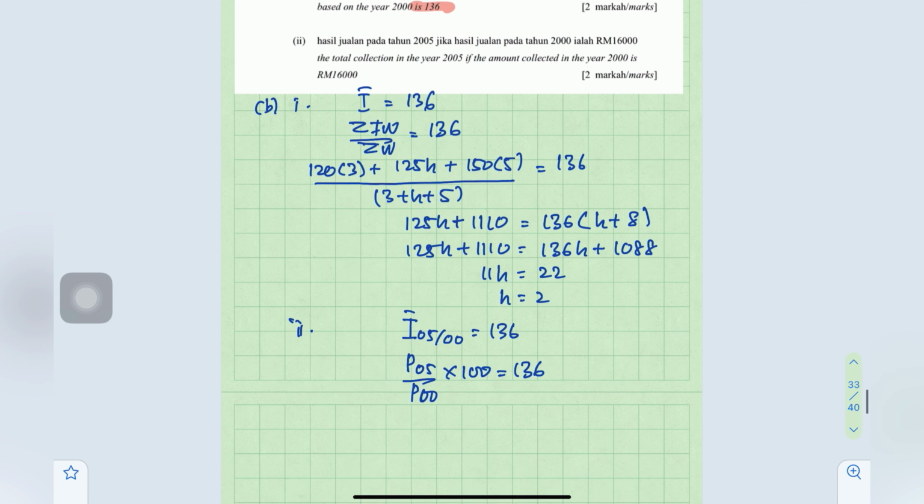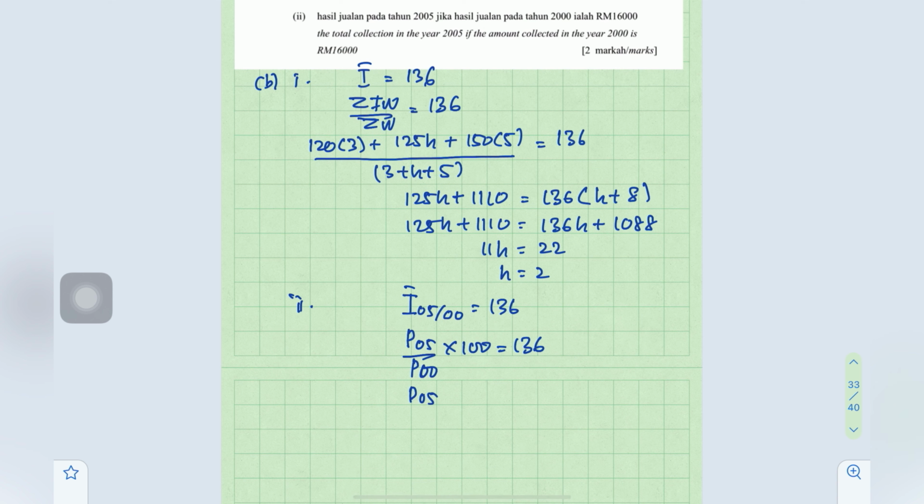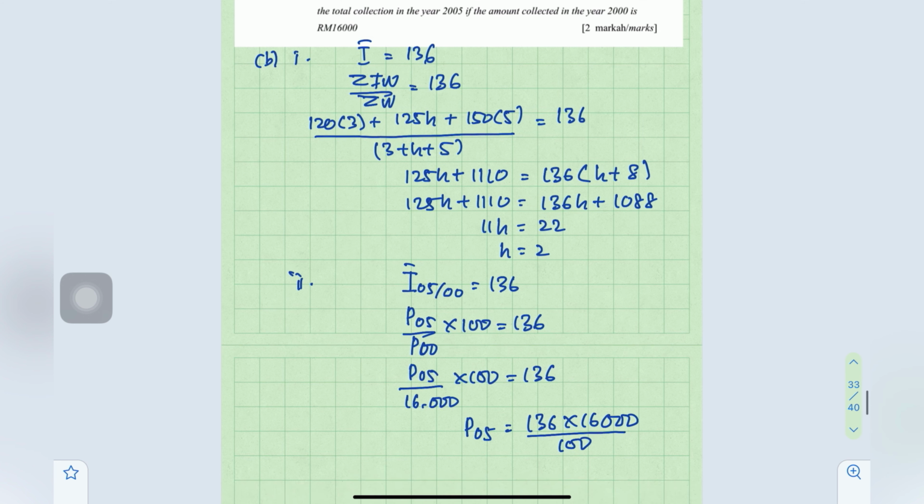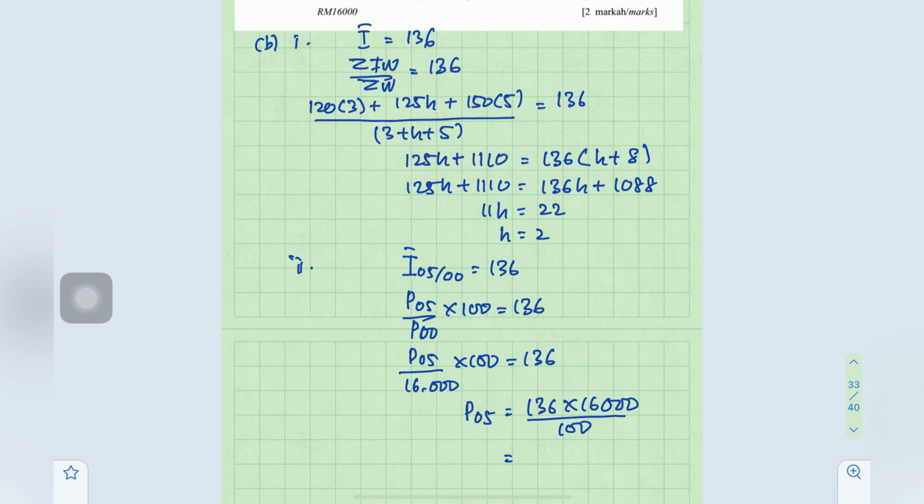Okay, so sekarang price 2005 tak tahu. Price 2000, collection 2000 is 16,000. So darab dengan 100 sama dengan 136. So dapatlah collection 2005 which is 136 times 16,000 over 100. Okay, kita akan dapat this one equals to 21760.